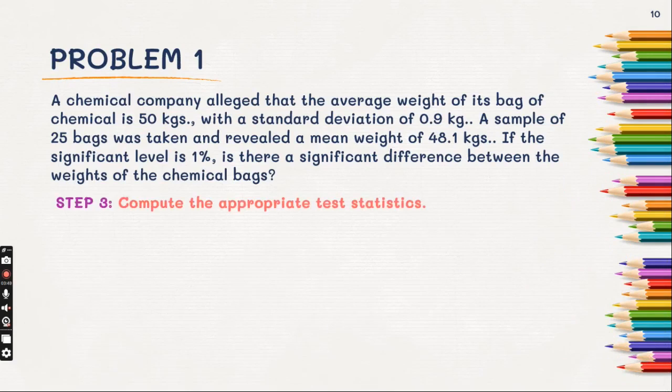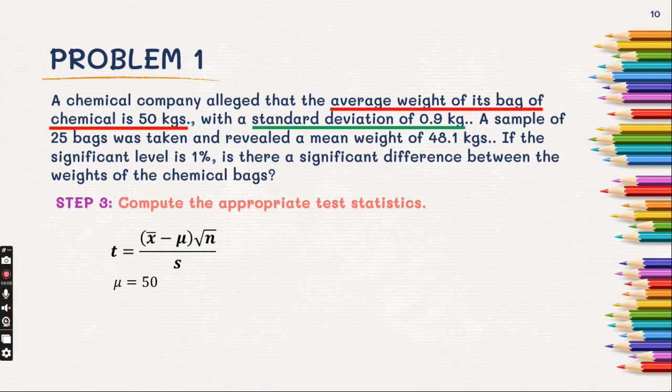Now, step number 3, computing the appropriate test statistic. So now let us reveal the answer. We have here that the average weight of its bag of chemical is 50 kilograms. So this is our population mean. For our standard deviation, it says here that it is 0.9. We have here the sample size, which is 25, and the mean weight, so this is our sample mean, which is 48.1.